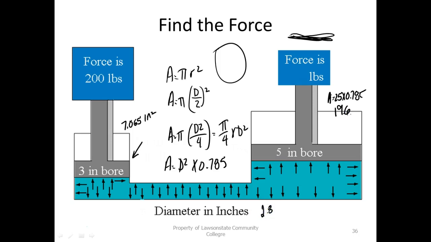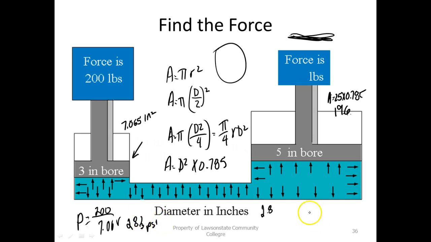So first thing I would do is I'd say, okay, what's my pressure over here? I'd say 200, right, divided by 7.065. And this would be my pressure. So what would be our pressure over here? Okay, so 28.3 PSI.